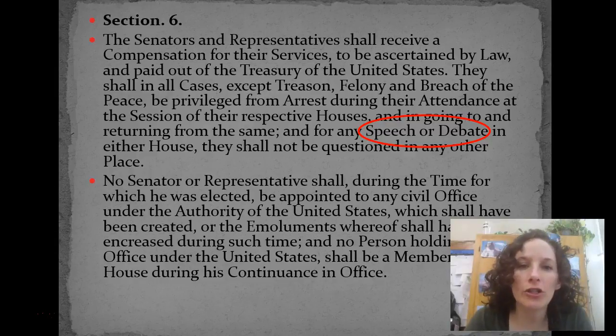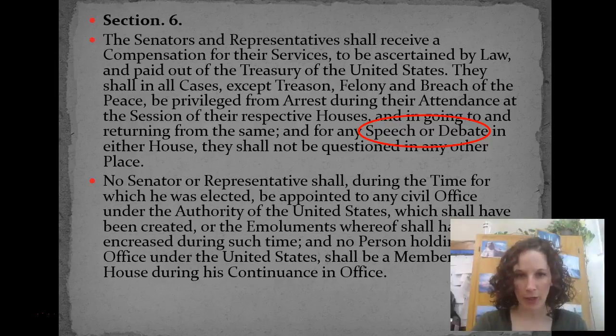And so this ensures that a representative or senator speaking on the floor should not be arrested while speaking, that debate and discussion should not be silenced. So speech is sort of referenced in the original document, but not really the speech that you're thinking about from the First Amendment. So speech, particularly political speech, among our elected officials is guaranteed in Section 6.